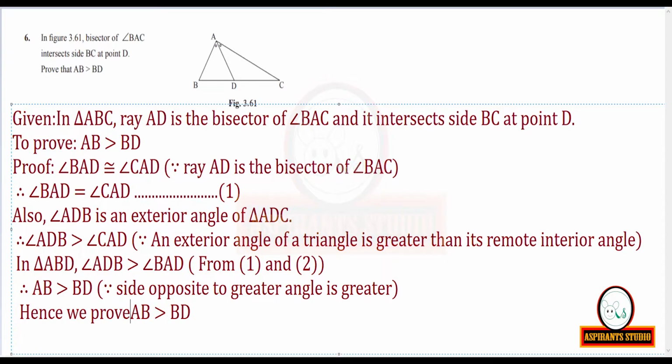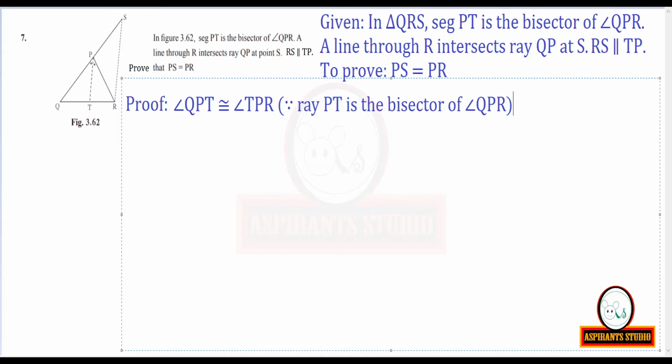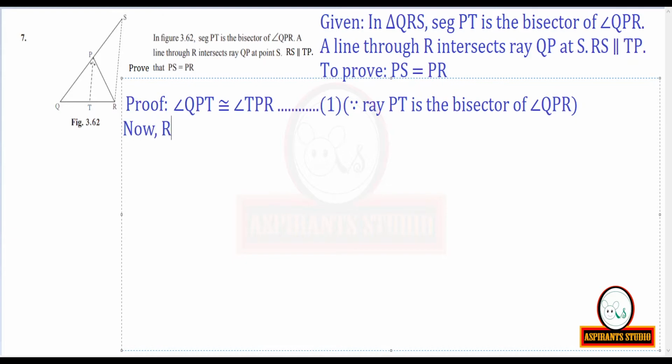Now coming to the next question. Question number 7. In the figure, segment PT is the bisector of angle QPR. A line through R intersects ray QP at point S. In the question there is one mistake, please correct it. Something is missed out. Please enter it. If it is entered in your new book, no problem. Those who have the old version, it is not there. So please write RS is parallel to TP. Prove that PS is equal to PR.